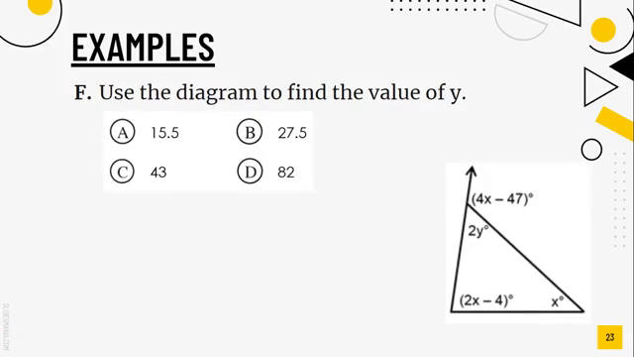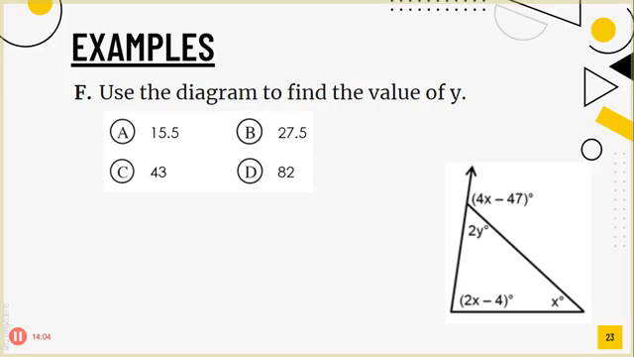And then last but not least, we have a multiple choice problem. It says use the diagram to find the value of Y. So if you notice in our problem, we have X's and Y's. And so the first thing we have to do is work with all of the variables that are alike. So if we look in our diagram, we see that we have X's, and I really can only do anything with my X's because I can't mix X's and Y's.